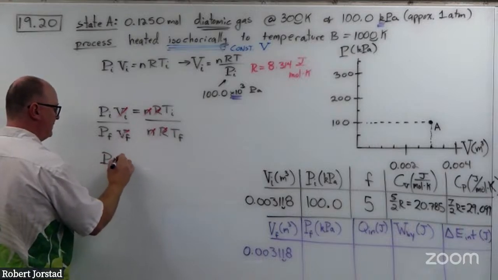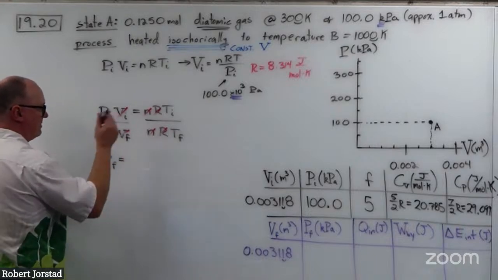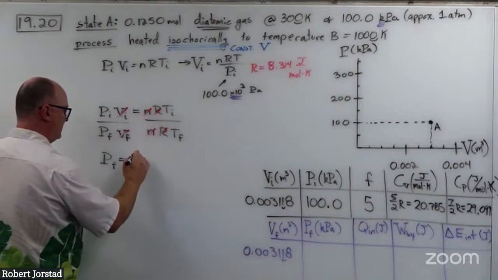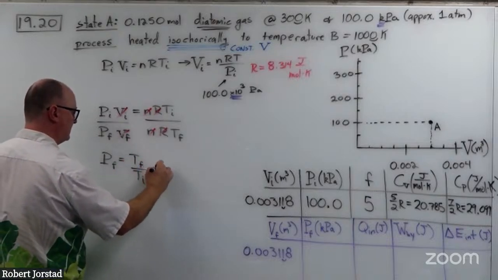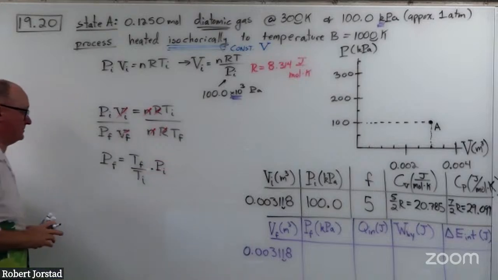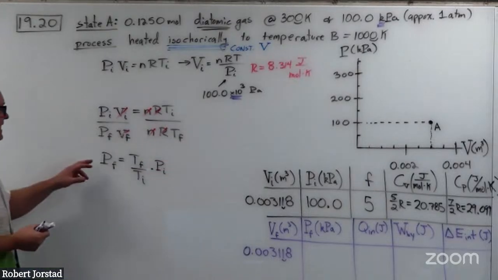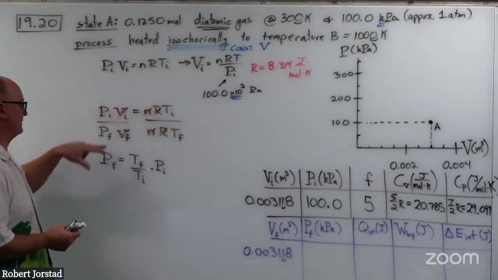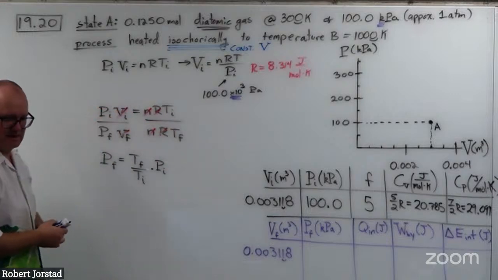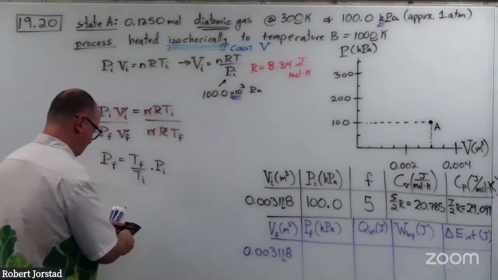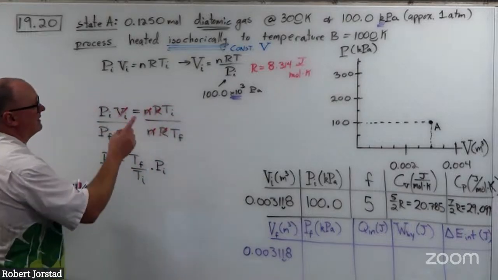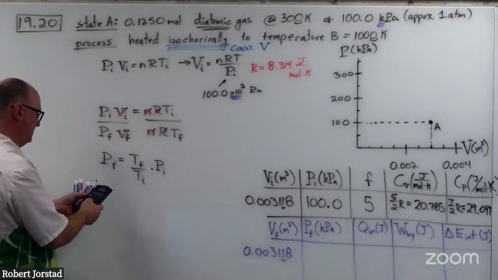Solve for P final really quick. Pause the video or beat me to it. So it says P final should be T final over T initial. See if you got that. I'm going to punch in the numbers really quick. T final is 1,000 divided by T initial, which is 300.